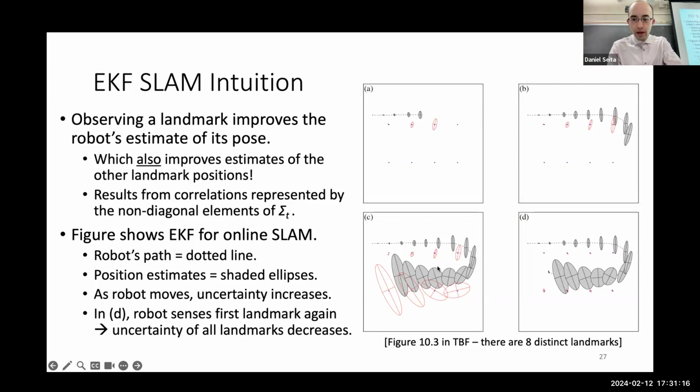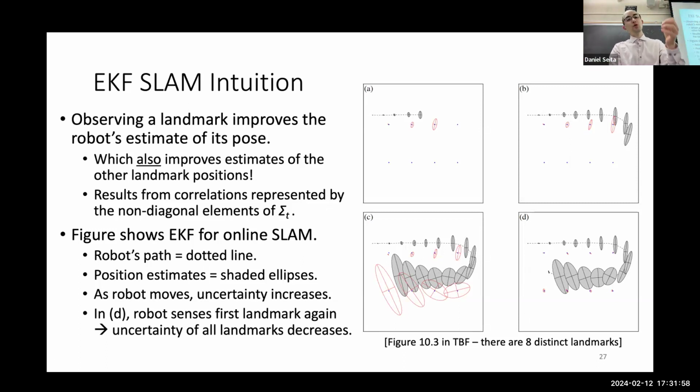Now, the interesting thing that happened going from A to B to C is that the robot is going along this dashed line curve. And each time it moves, it measures the sensor closest to it, and the noise keeps increasing. That's why you see the ellipses getting bigger. But when the robot moves and then sees a landmark that it has already seen before, that suddenly reduces the uncertainty of all of the landmarks.